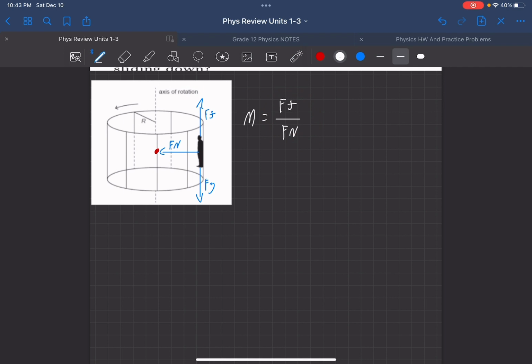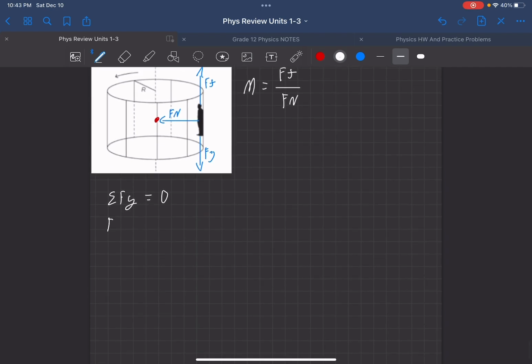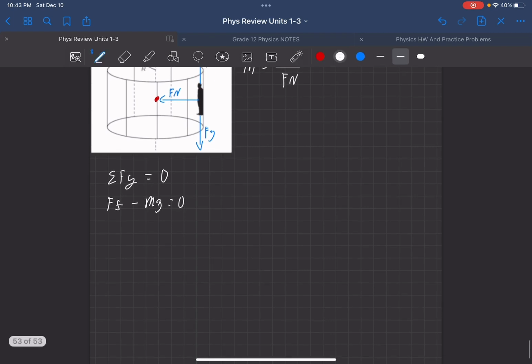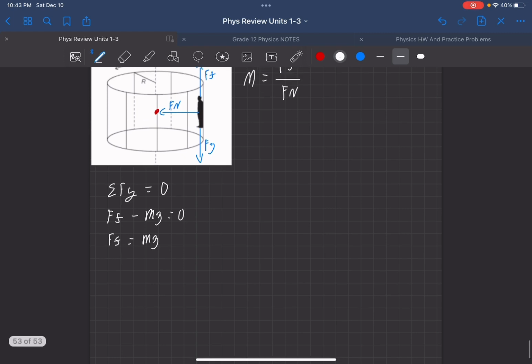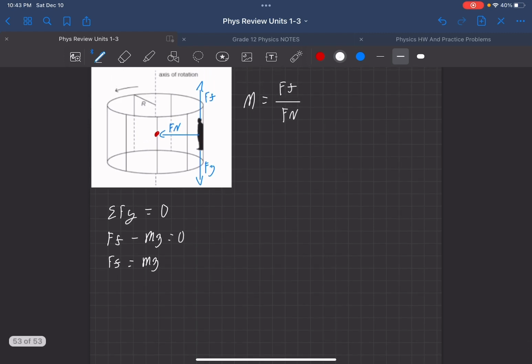So let's solve for friction force first. So the sum of the forces in the y direction, that equals 0, right? No motion. So the force of friction minus mg equals 0. Fg, mg, and Fg is going to be negative, right? So that's why we subtract it from the positive friction. Therefore, the force of friction equals mg. Okay, now let's find an expression for the normal force.